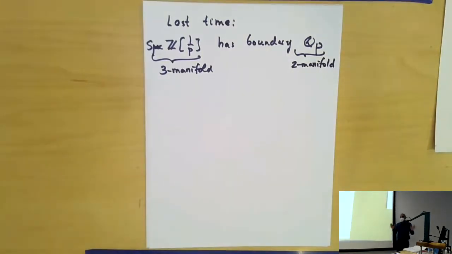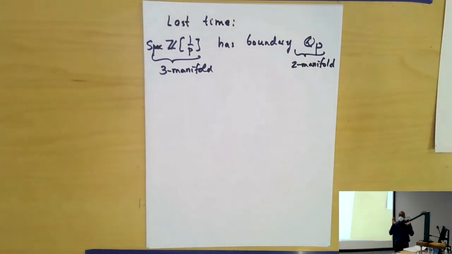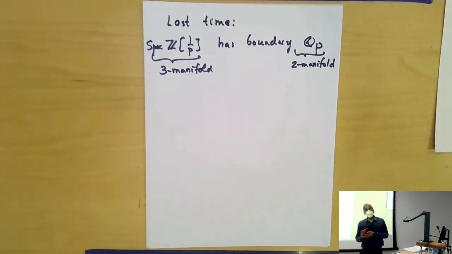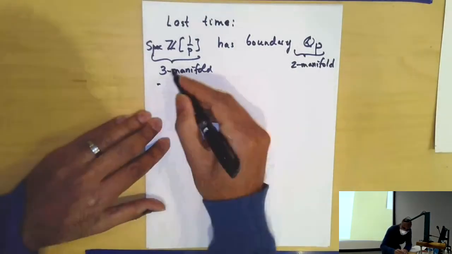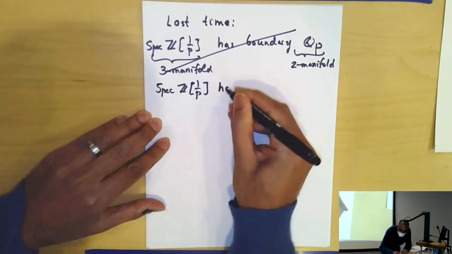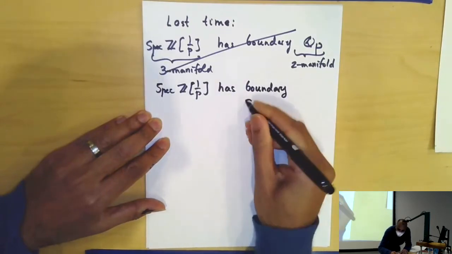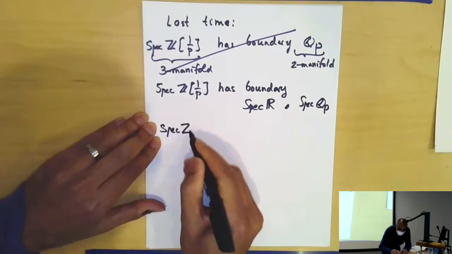And there was a more precise thing, which I'll remind you of in a second, that you glued in a tube to get back spec Z. This we motivated on topological grounds of étale cohomology. But what we've learned in number theory is that all the places of a global field should be put on the same setting. So Z1 over P has two missing places, P and infinity, and I haven't included infinity. I would like to postulate that spec Z1 over P should really have boundary two things, spec R and spec QP, and spec Z has boundary spec R.